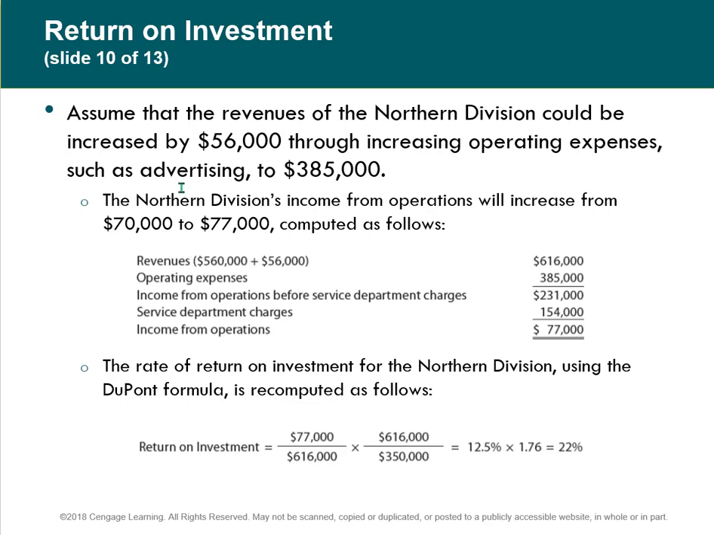Let's assume that the revenues of the Northern Division could be increased by $56,000 through increasing advertising to $385,000. How much was advertising before? Seems like we want to know that, but we're increasing advertising. The division's income would increase from $70,000 to $77,000. So our revenues would go up, and operating expenses would follow to some degree. Income from operations is $77,000. So now the return on investment for the Northern Division is 22%.